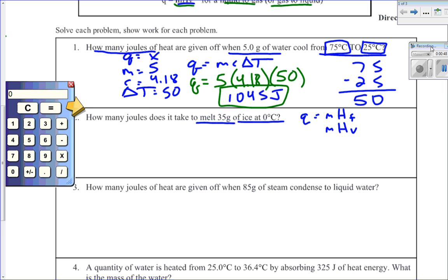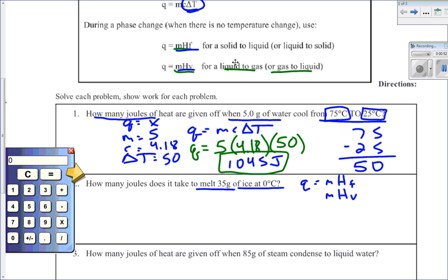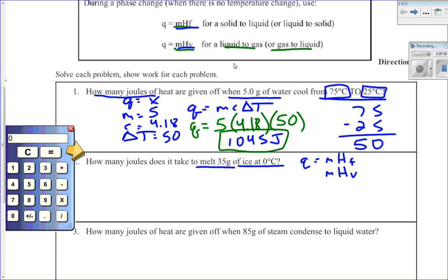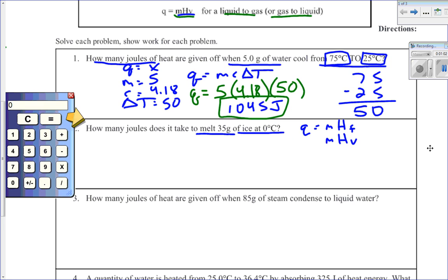So for phase changes, you're using either one of these equations, but you have to figure out which one to use. So for a solid to a liquid or a liquid to a solid, you're talking about the heat of fusion here. So heat of fusion, so you'd use Q equals mHf. So I'll go ahead and write out the formula. And now start listing the variables. These problems are actually easier because there are fewer variables. So we have Q, we have m, and then we have Hf.